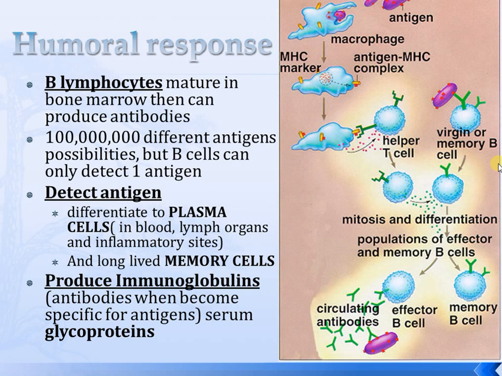But what happens is these memory cells say, hey, I remember that chicken pox. It was easy to beat. Let's just replicate and we'll take it out. So you get exposed to chicken pox a second time, but you don't actually get the symptoms because you killed it before it had a chance to grow back. Can you get chicken pox more than once? Some people do, yeah. Some people, it's just a fluke and they get it. Oh, yeah, do you have a question?